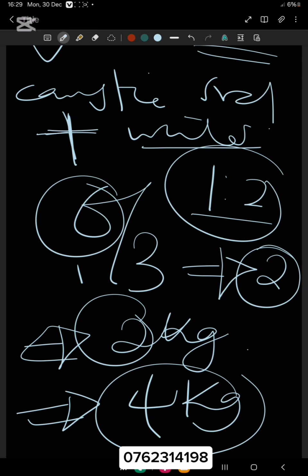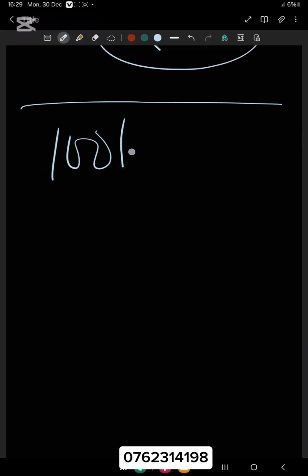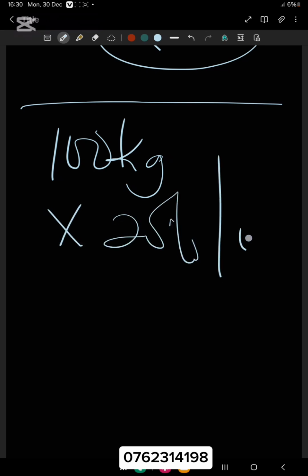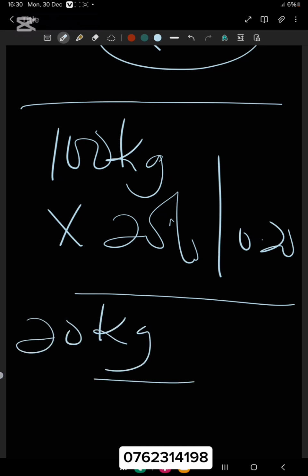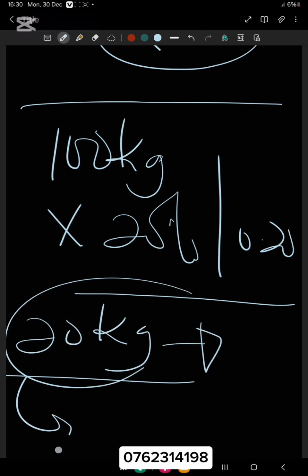And then for the additives and the fillers, once you have found that the total oils is 100 kg, just multiply it by 20%, which is 0.20, and it will give you 20 kilograms, meaning that kaolin can be 20 or silicate can be 20.